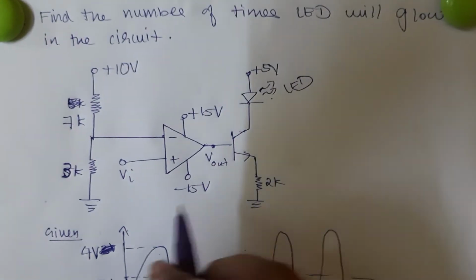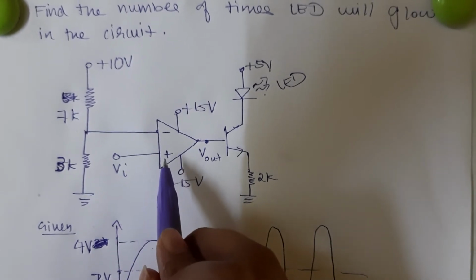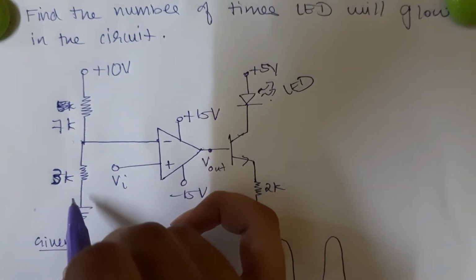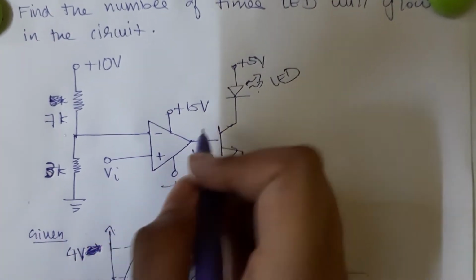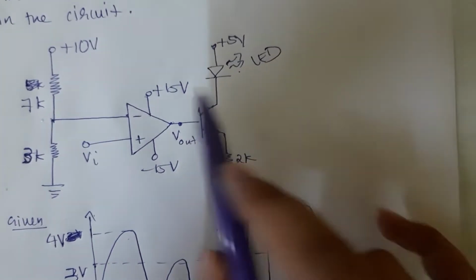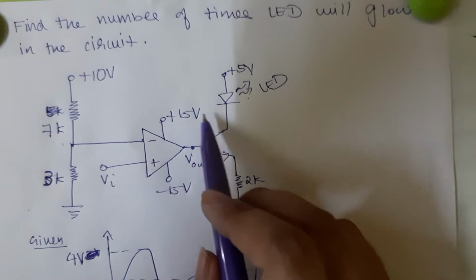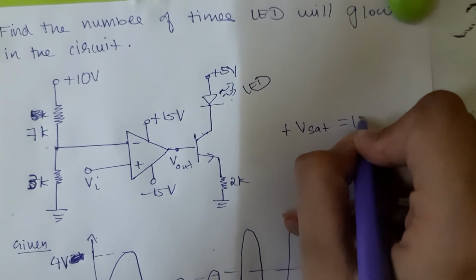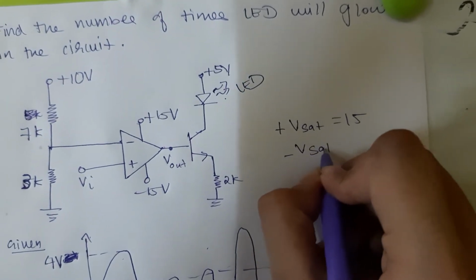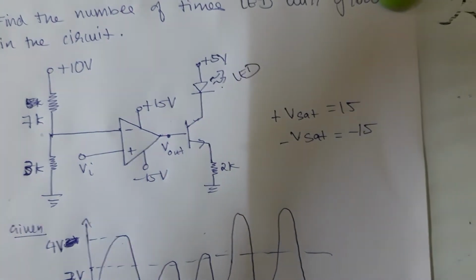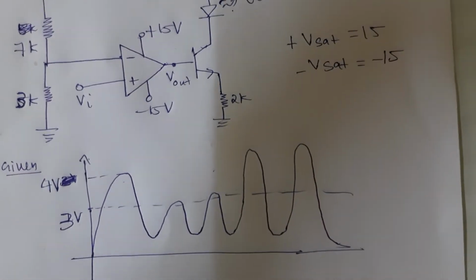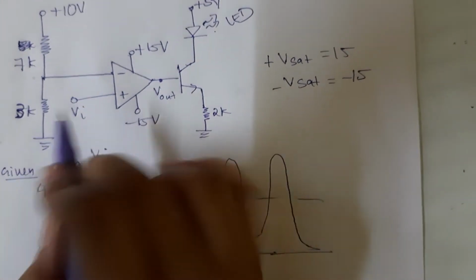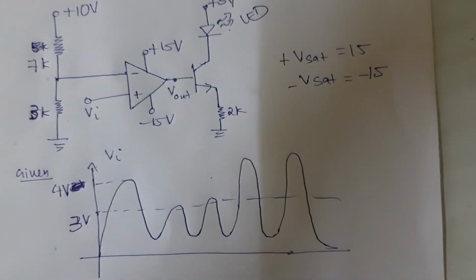This is the circuit. We have an input given at the non-inverting terminal. We have a voltage divider circuit with 7K and 3K resistance at the inverting terminal, and we have a transistor along with the LED connected at the output. Plus Vsat is 15 volts, minus Vsat is minus 15. Apart from that, we have been given a figure of Vi, the input voltage which is given at the non-inverting terminal.